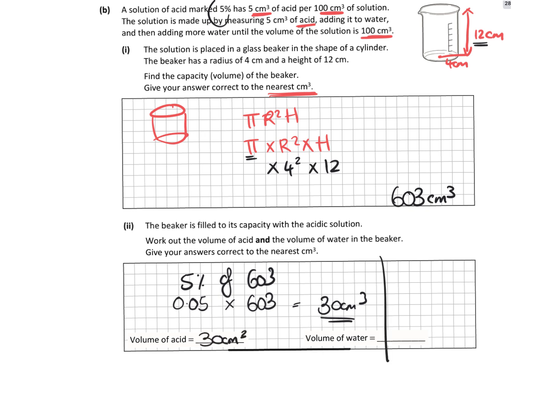And then the rest is water. You can just subtract it, or you can find 95% of 603. And that's going to be 0.95 multiplied by 603. And the answer there is 573. So either way, it's to the nearest centimetre. So I've just done a bit of rounding there as well.